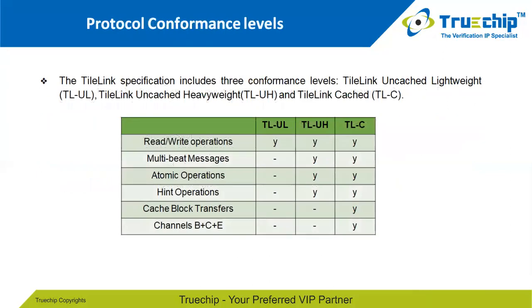Now TileLink, as I said, has three conformance levels. As you can see, we have TL-UL, TL-UH, and TileLink C. Here, TL-UL is used for connecting low bandwidth peripherals. It performs the basic read and write operations only. TL-UH, other than the read and write operations, also performs the bus operations, atomic, and hint operations. Finally, we have TileLink cache, which adds three additional cache transfers, that is acquire, probe, and release, which use all the channels from A to E.